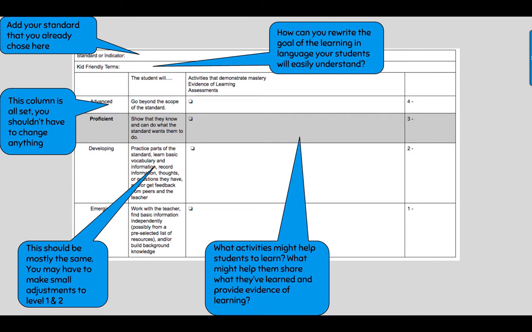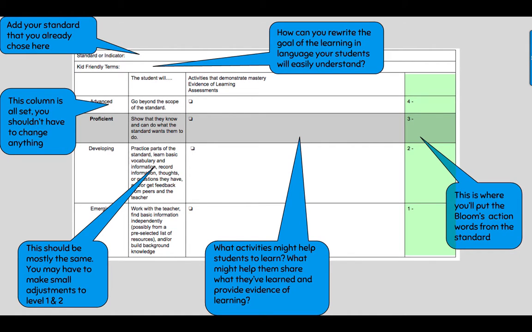Absolutely. So the big work portion of this is the activities that demonstrate mastery column. This is where you're going to put the brainstorm, like Lacy mentioned, of ideas that you could use with your students. And this is a great opportunity to ask kids what they would like to do, ask colleagues, use the internet, find different opportunities. Don't just do the things that you've done in the past, because this might be a great place to build student agency in your classroom. And once you've developed these learning progressions, it's already done for you. Finally, over on the right, this is where you're going to start at the proficient level with the Bloom's word that comes out of your standard, and then go from there.